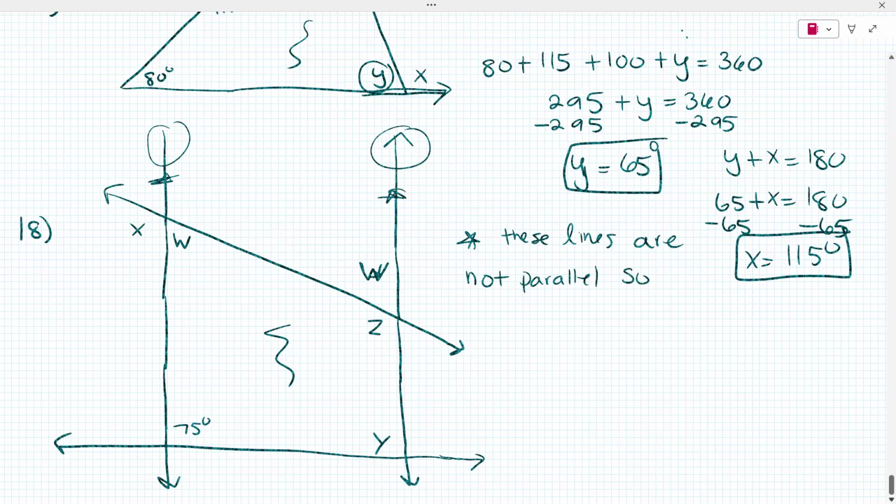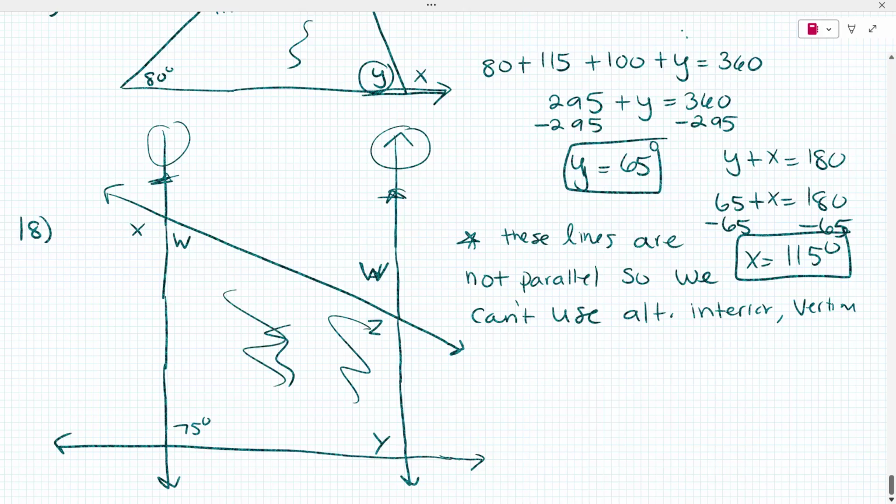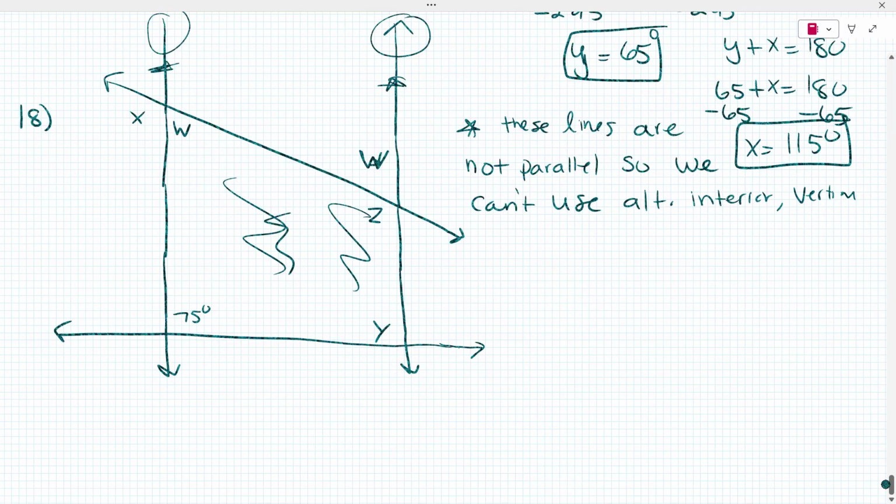So we can't use alternate interior, vertical, corresponding, all that. So what we definitely know, if you look at the inside, is that it is a quadrilateral. So if you want to redraw the inside, it would look something like this.